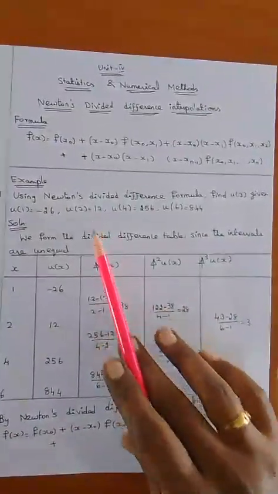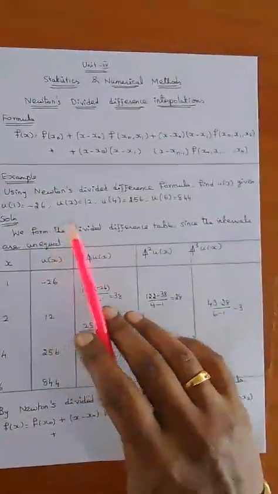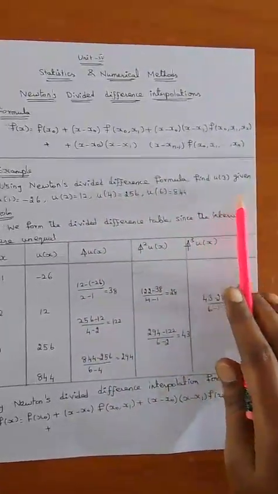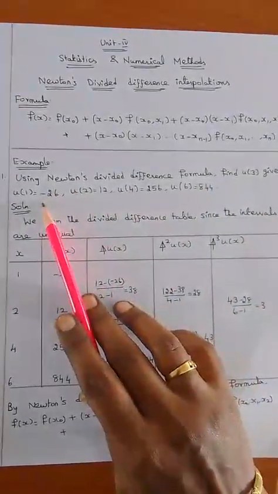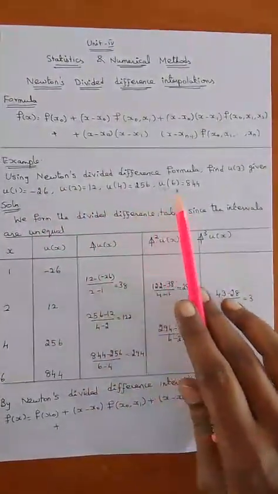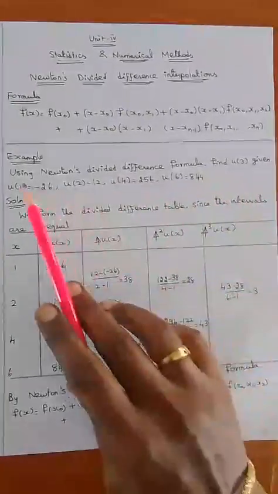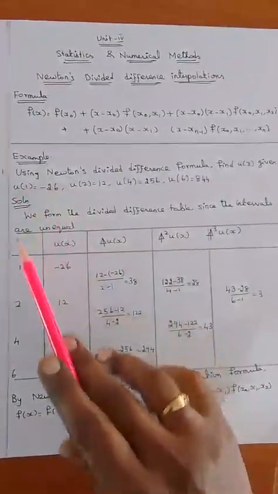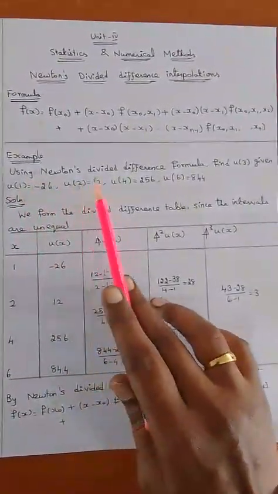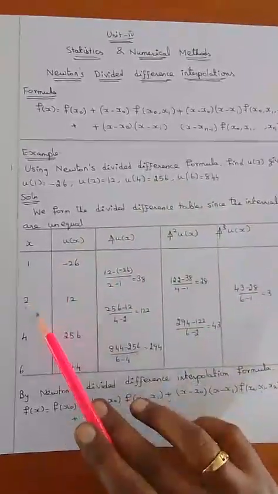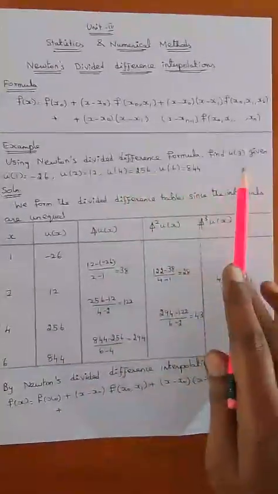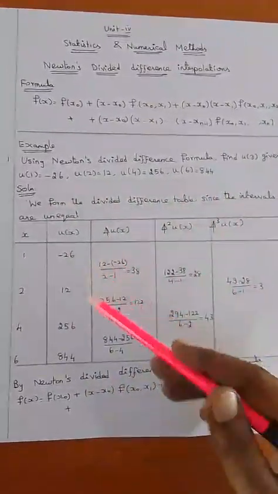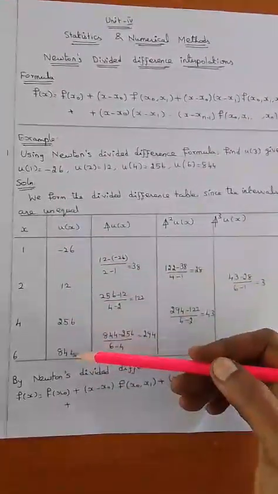We will see one example using this formula. Using Newton's divided difference formula, find u of 3. They give u of 1, u of 2, u of 4, u of 6. So the x values are 1, 2, 4, 6, and the u values are minus 26, 12, 256, 844. These are the values of u.